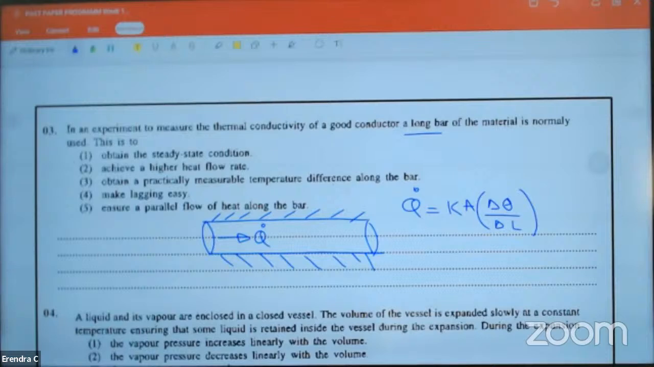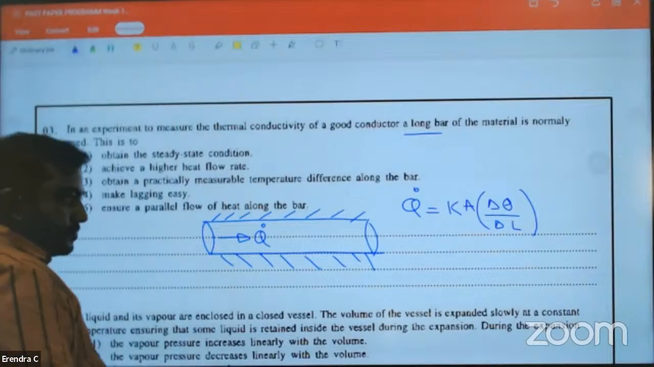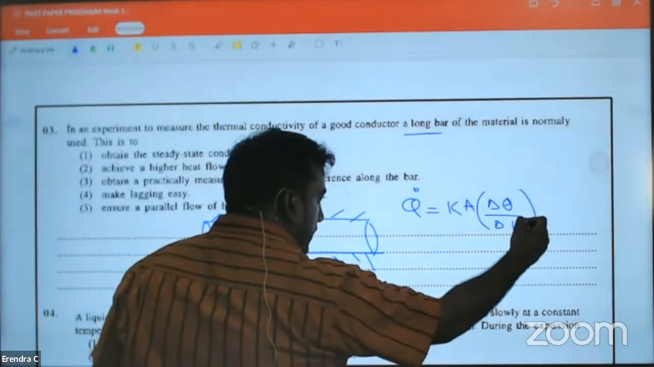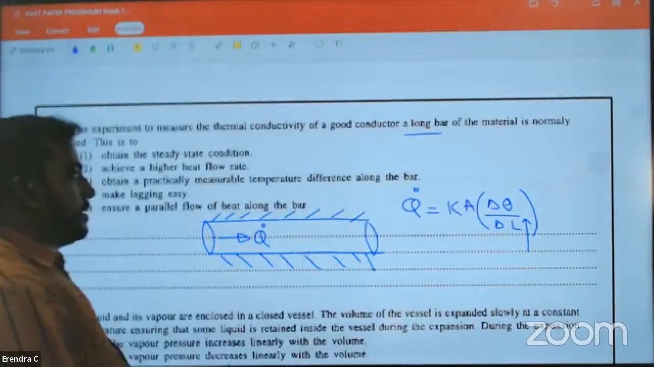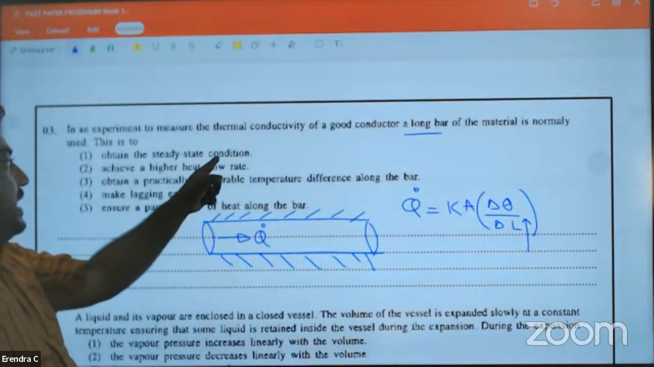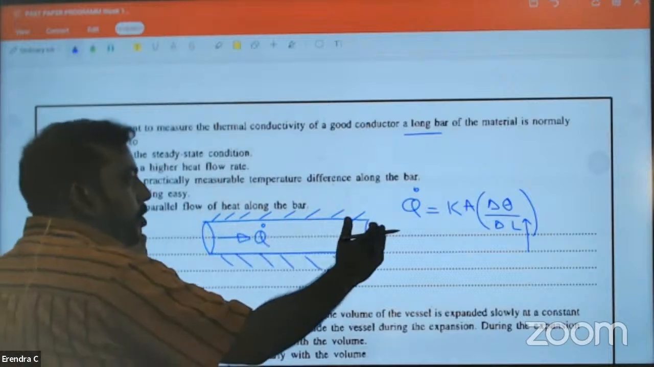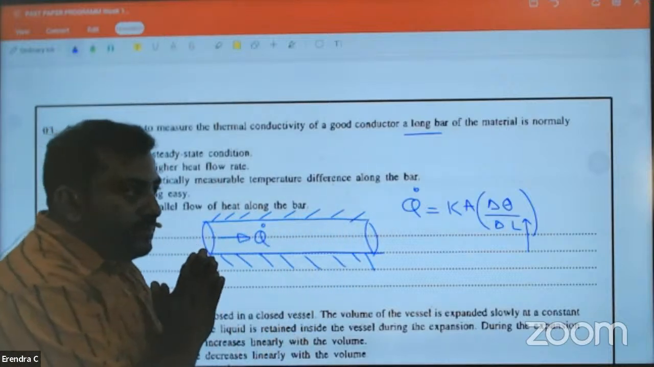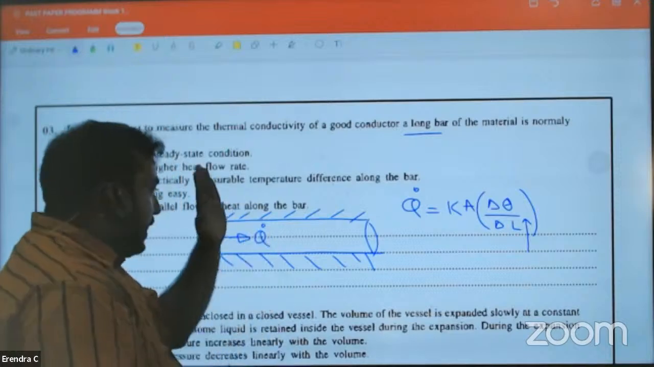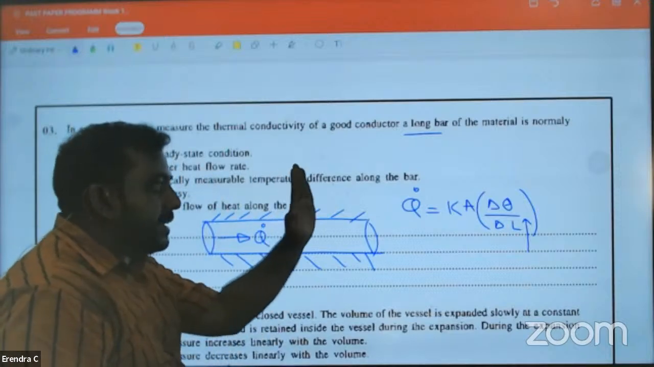Now, when we increase the length, obtaining steady state condition, whether it's a long rod or a short rod, that's not the problem. Steady state means at every cross section the temperature is constant.